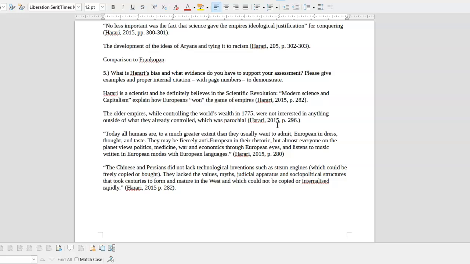The comparison to Frankopan. That's where I got with that. Frankopan spends a lot of time in this section talking about it as well.